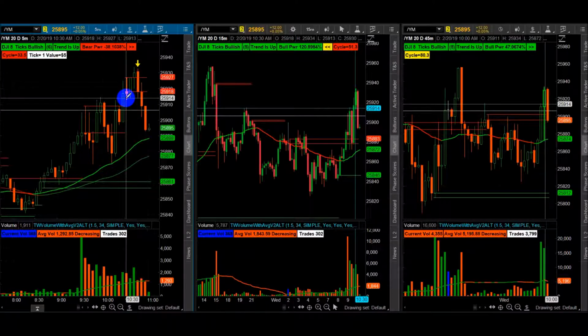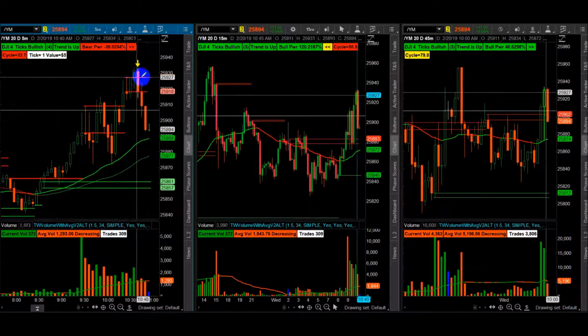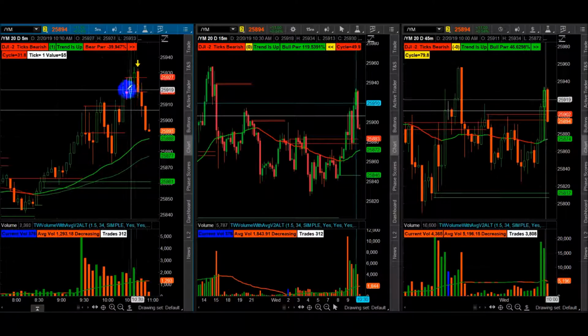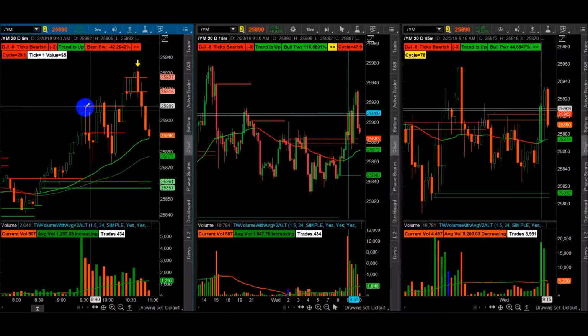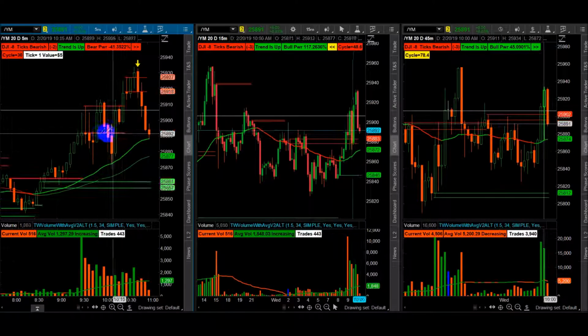The point I'm trying to make is after I got into the trade, this SRT came up here, and it really was telling me, hey, you made a bad trade. And I had green across the board, but I kind of ignored this signal down here. I should not have, but I did.